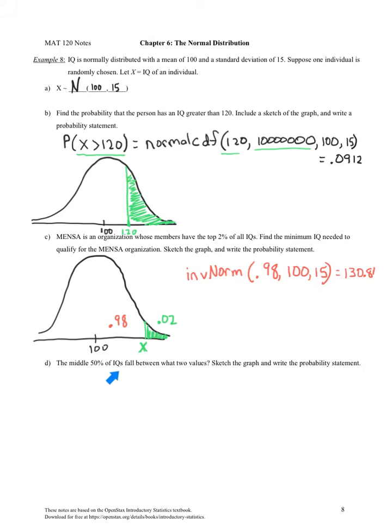Let's take a look at letter D. The middle 50% of IQs fall between what two values? Let's take a look at the graph before we answer this. So we have our normal distribution with a mean of 100, and we are looking for the two values that will hold our middle 50%.